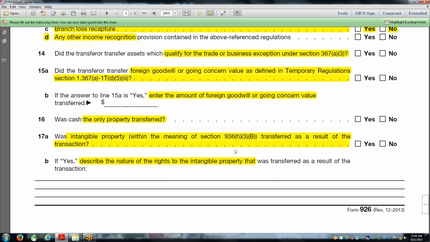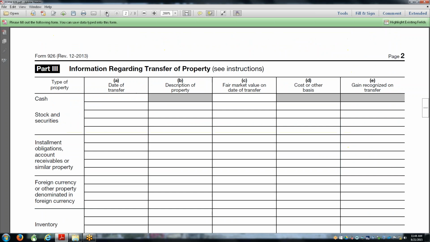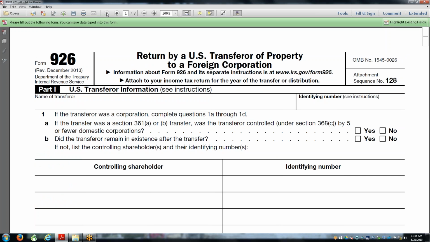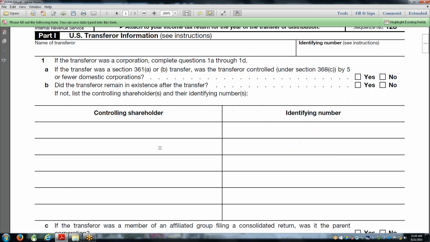So we're going to jump back up to the first page because I skipped that. And there's a little bit there, not too much. The name, if it's the individual, it's the name of the individual, SS number. If it was a corporation, you go through all these other questions. Usually we think this form would have been designed for C corporations, but it is possible that an S corporation could be the one transferring the business offshore. So if it is, you want to go through this.